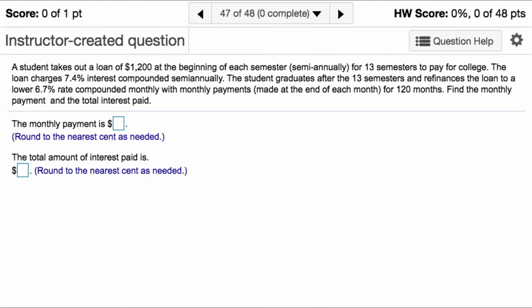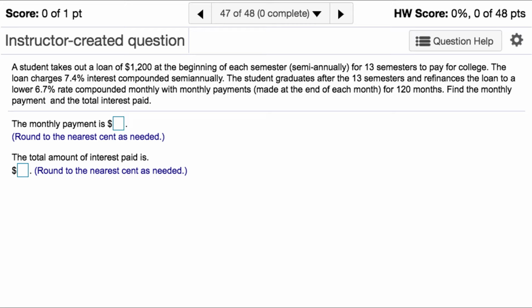All right, so we've got a student who takes out a loan of $1,200 at the beginning of each semester for 13 semesters to pay for college. The loan charges 7.4% interest, compounded semi-annually. The student graduates after 13 semesters and refinances the loan to a lower 6.7% rate, compounded monthly with monthly payments. Those are going to be made at the end of each month for 120 months. So we want to find the monthly payment and the total interest paid.